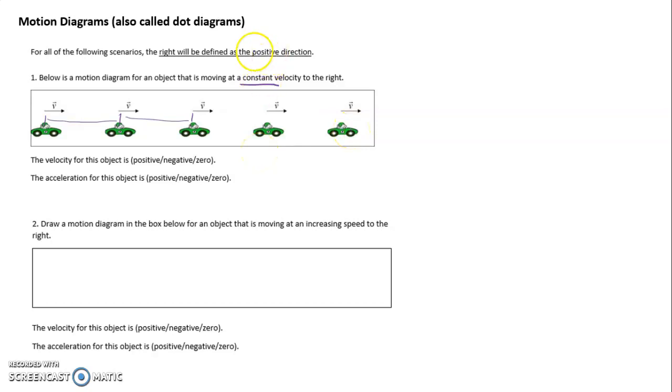In this case, we are defining the right to be the positive direction. That's for all 6 cases that we're going to go through. And so here the car is moving to the right, so its velocity is positive. And since it has a constant velocity, the acceleration is 0. Remember that acceleration is equal to delta v over delta t, change in velocity over time. Here the velocity doesn't change, so the acceleration is 0.